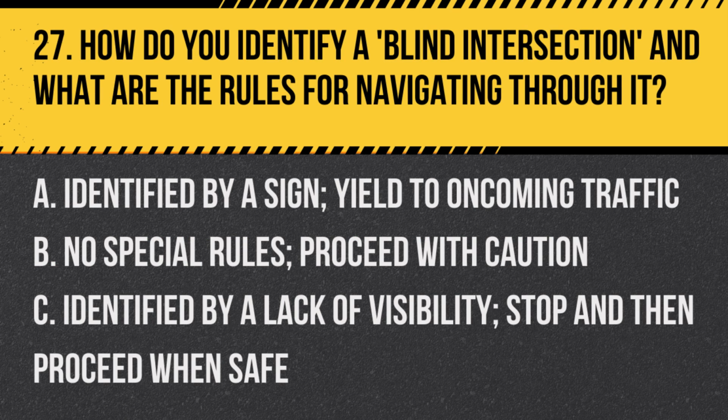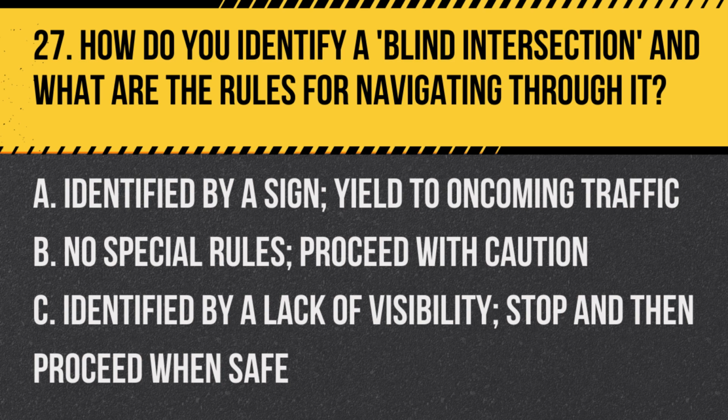Question 27. How do you identify a blind intersection, and what are the rules for navigating through it? A. Identified by a sign. Yield to oncoming traffic. B. No special rules. Proceed with caution. C. Identified by a lack of visibility. Stop and then proceed when safe.